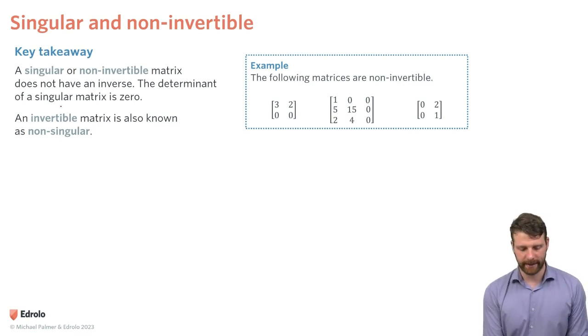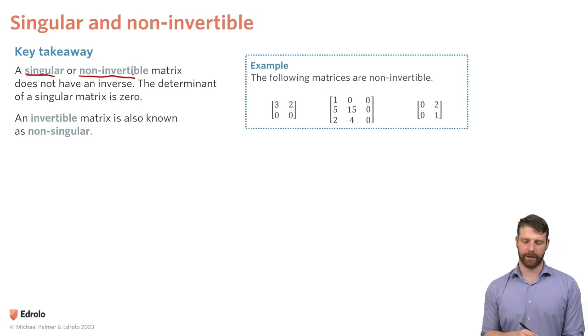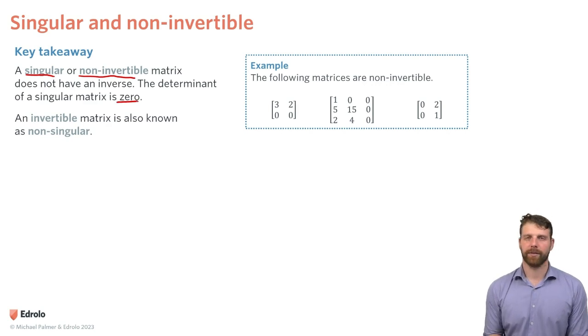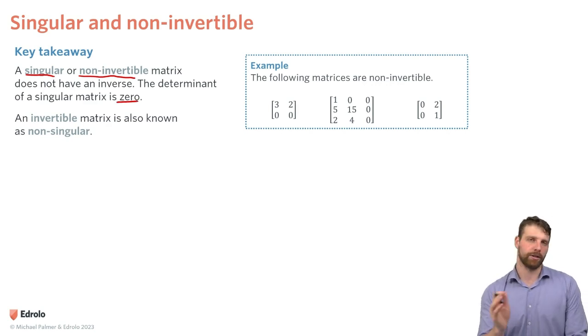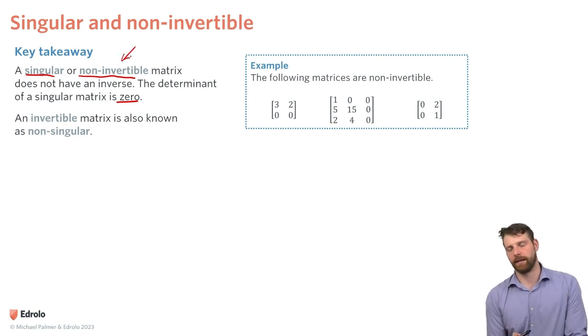Okay, on to singular and non-invertible as some terminology we need to learn. Our key takeaway today is that a singular or non-invertible matrix does not have an inverse. The determinant of a singular matrix is 0. So we already talked about the fact that if the determinant is 0, then we can't find an inverse, and that's why I like non-invertible better than the language of singular.